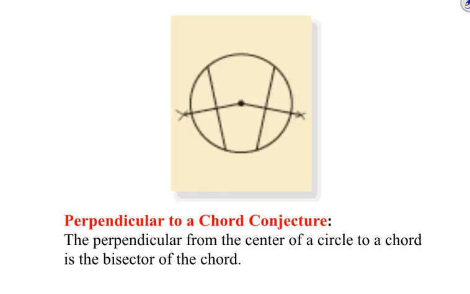Next, we have the perpendicular to a chord conjecture. It states that the perpendicular from the center of a circle to a chord is the bisector of the chord. So we can see in the picture here, we have the construction marks for the perpendiculars. Since we know that those are perpendiculars that go through the center of the circle, we now can conclude that they bisect the chords.